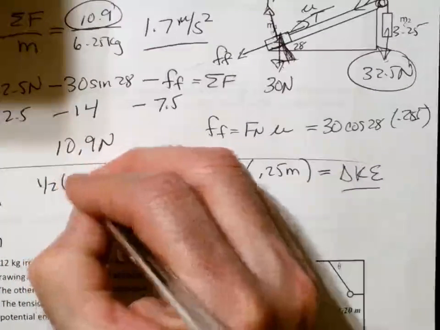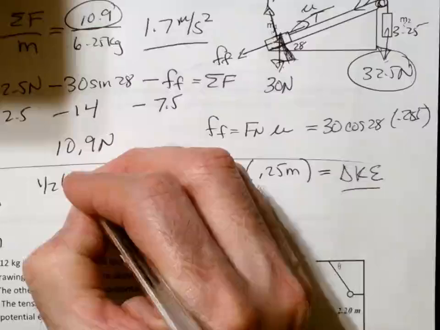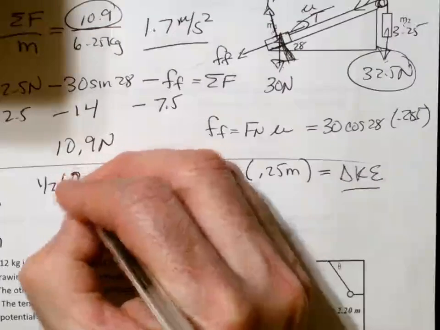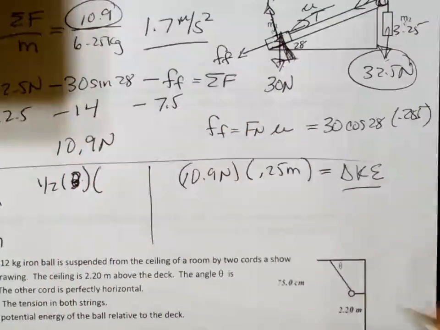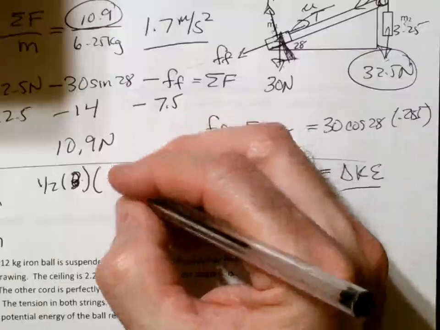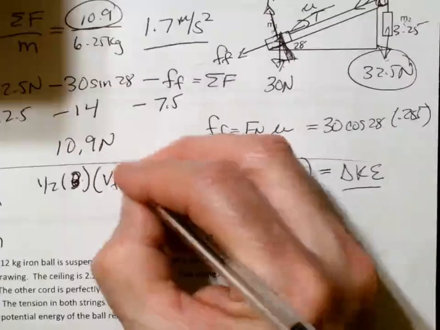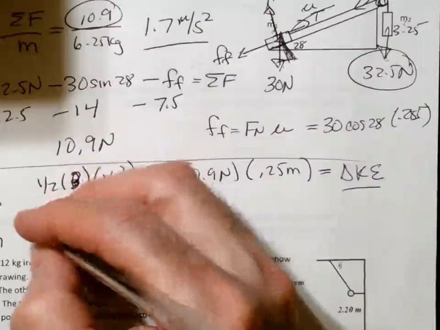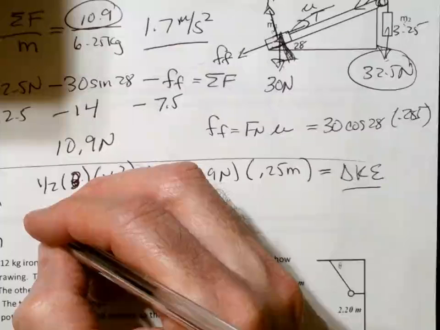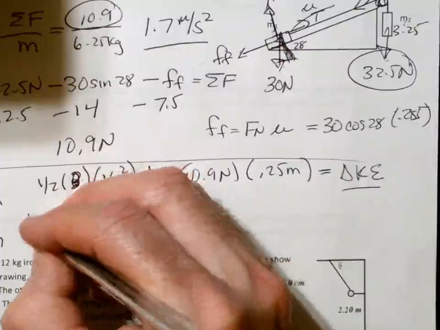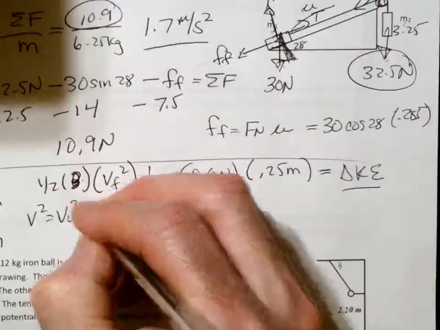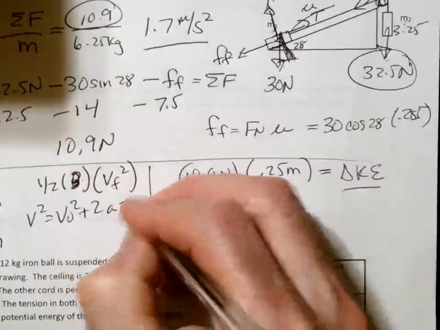So that is, if you do it this other way, you would go 1/2 times the mass, which is 6. Oh no, just 3, because it's just that one, times this VF squared. You would have to solve for VF using UAM, which would be vf squared equals v naught squared plus 2ax. All right, let's leave it at that.